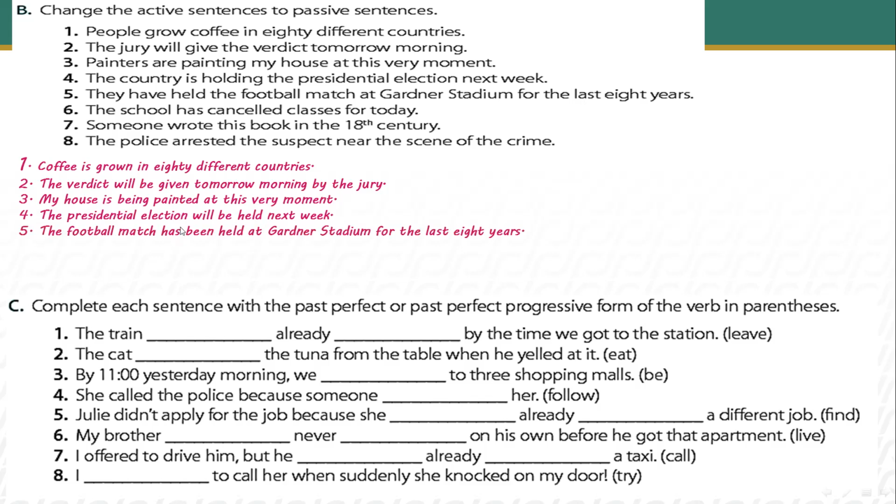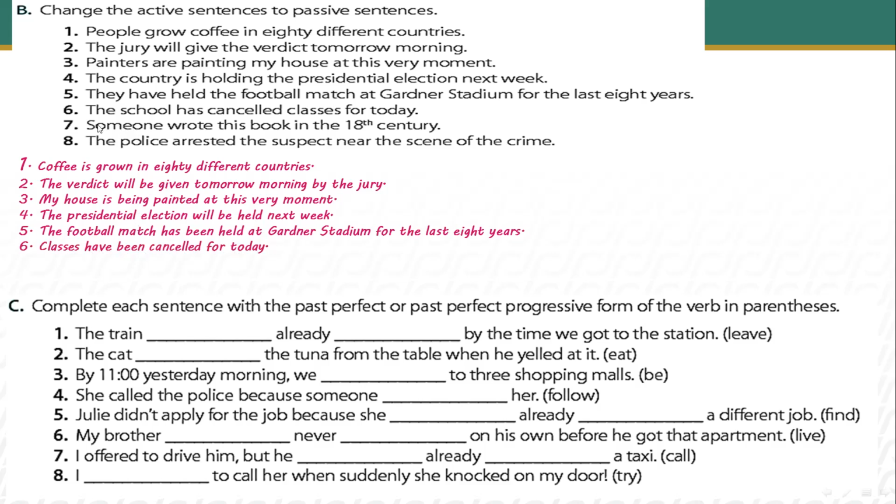Has plus the verb to be in the past participle, which is been, and then the past participle of the main verb. Number 6: the school has cancelled classes for today. So the verb is has cancelled. Then it will be has been cancelled or have been cancelled. We have classes plural, so we will use have. Classes have been cancelled for today.